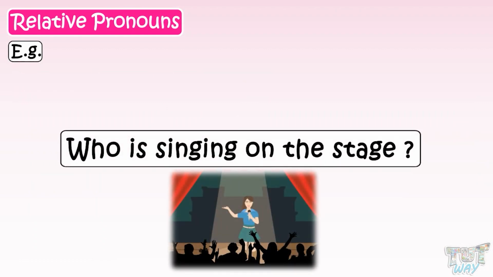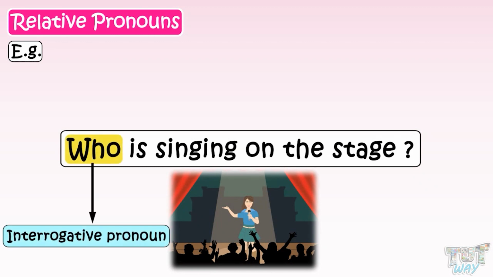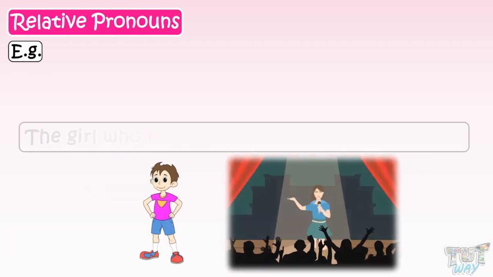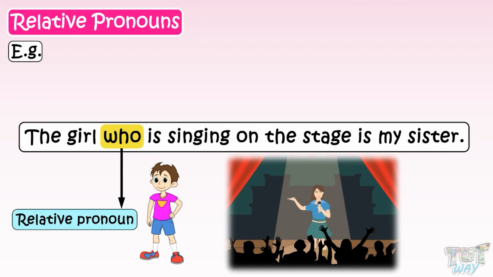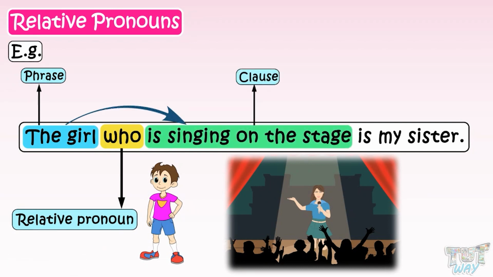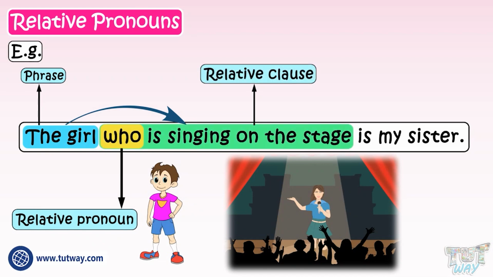Who is singing on the stage? Here, the pronoun who is an interrogative pronoun as it's being used for asking a question. The girl who is singing on the stage is my sister. Here, the pronoun who is a relative pronoun as it relates the phrase the girl to the clause is singing on the stage. That is why who is a relative pronoun in this sentence, and the clause beginning with the relative pronoun is called a relative clause.